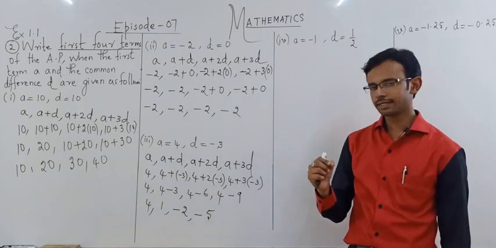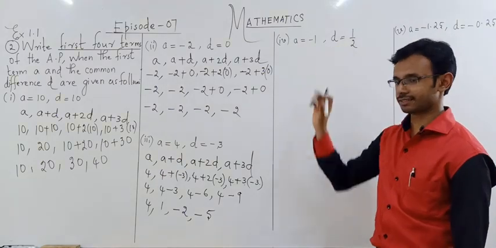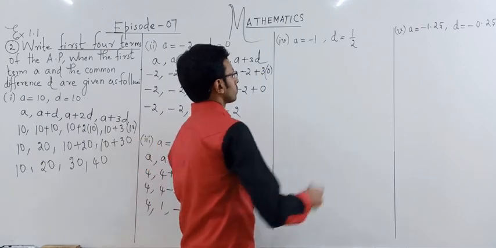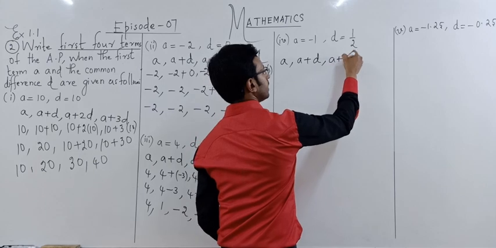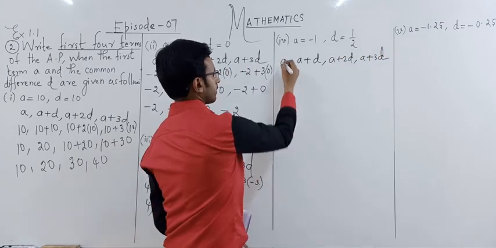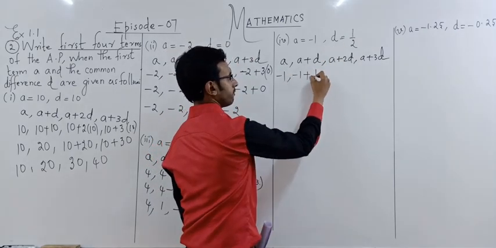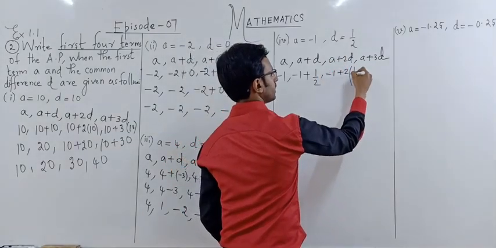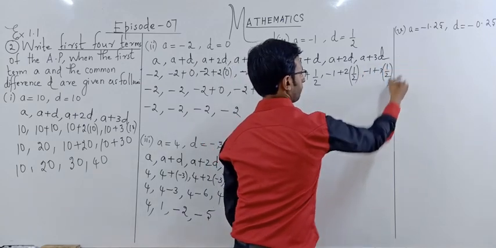Now let us see something a little exciting, wherein they have given a value as minus 1, but the difference is a fraction, a ratio, a rational number. But the rule is the same. What is the general form? a, a plus d, a plus 2d, and a plus 3d. So the first term is minus 1 in this case. Minus 1 plus d, where d is half, 1 by 2. a is minus 1 plus 2 into d, which is half. a is minus 1 plus 3 into d, which is half.